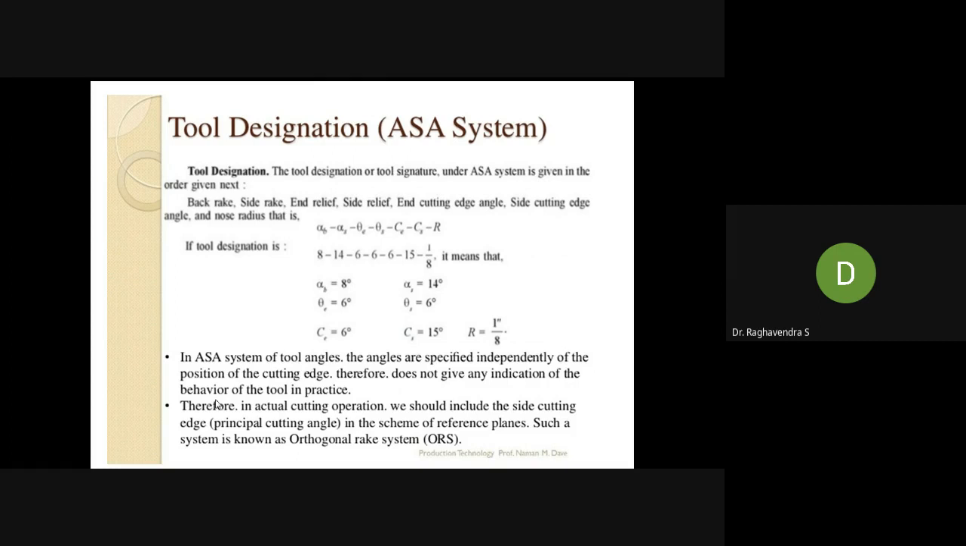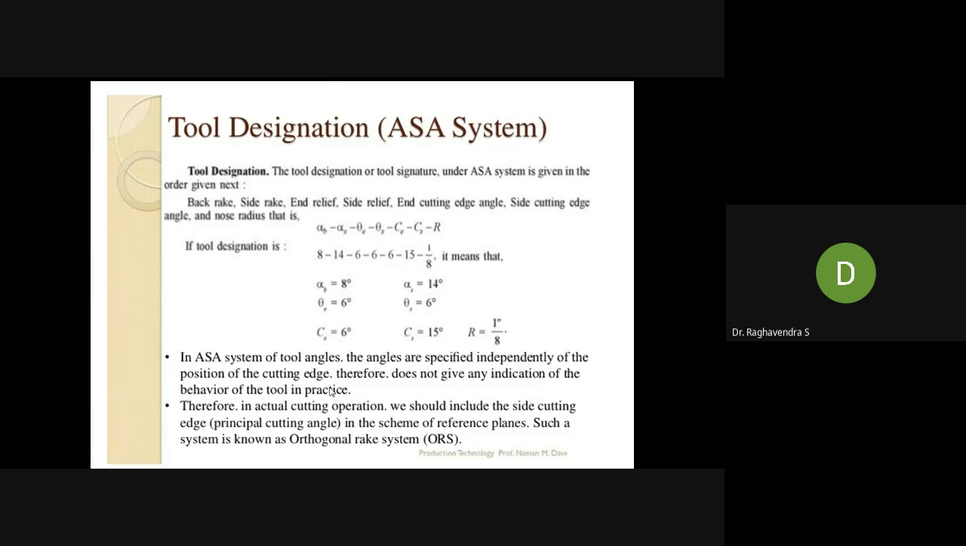Sometimes there are two systems in manufacturing. One is the ASA system for tool angles. The angles are specified independently of the position of the cutting edge. Therefore, it does not give any indication of the behavior of the tool in practice. Therefore, in actual cutting operation, we should include the side cutting edge and principal cutting angle. So there is one more, the orthogonal rake system, the ORS system, besides the ASA system.